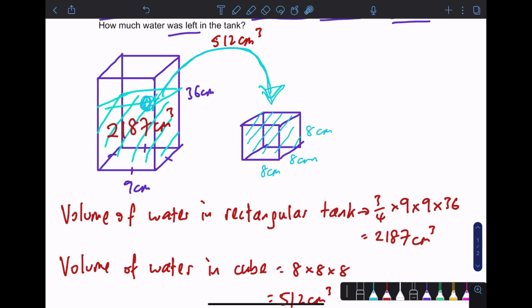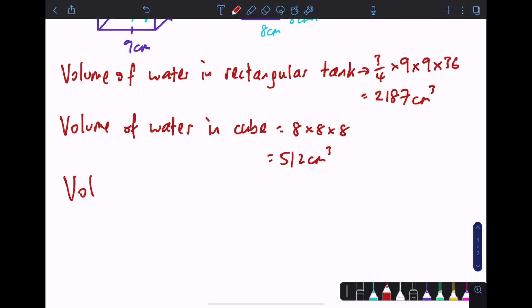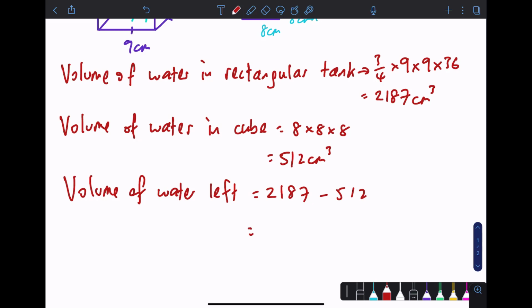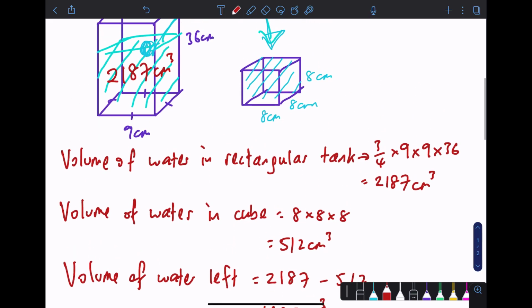So what's the last step that's required to find the volume of water that's left here? One small step that is required at the end, volume of water left. This will just be a simple subtraction. 2187 take away 512. And we'll get a final answer of 1675 cubic cm. Finish. Okay, so it helps if you can actually draw things out like this.